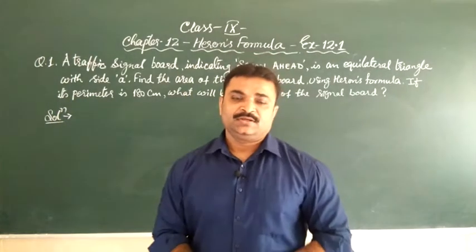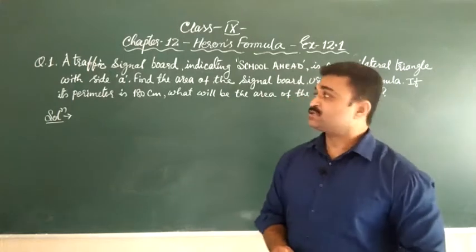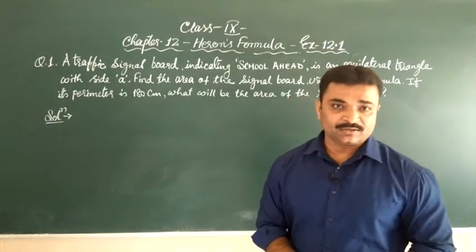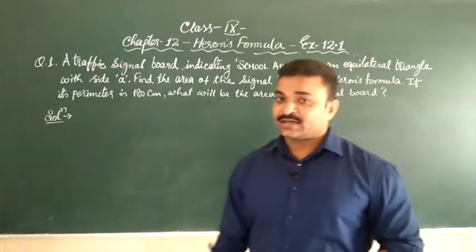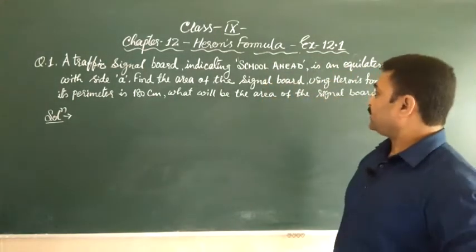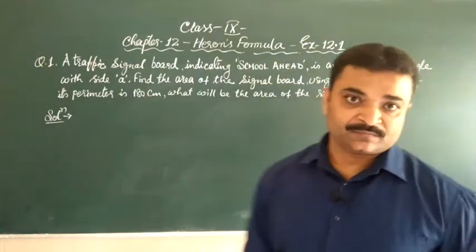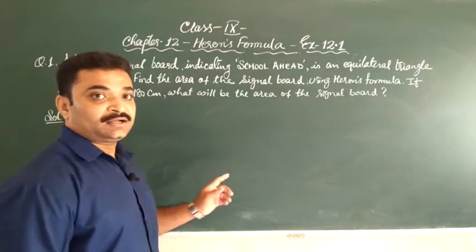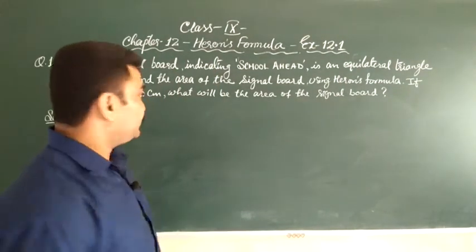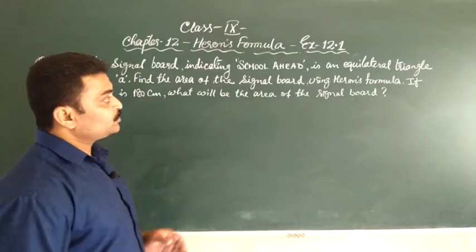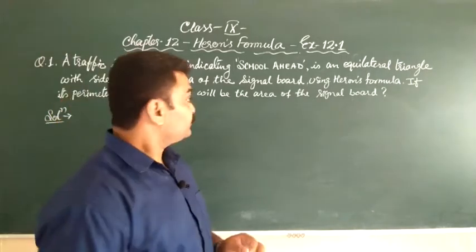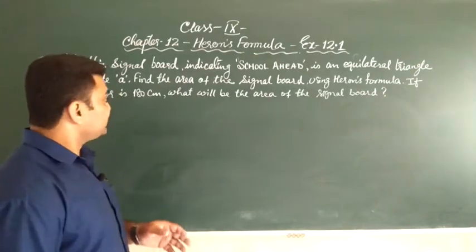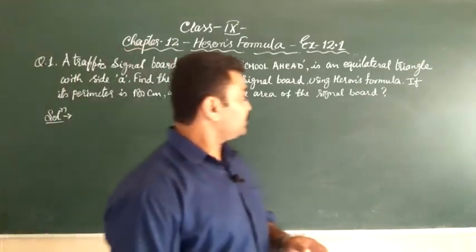Now students, we are going to solve questions of exercise number 12.1, and the first question is: a traffic signal board indicating school ahead is an equilateral triangle whose sides are, all the sides are A. Find the area of the signal board using Heron's formula. If its perimeter is 180 centimeter, then what will be the area of the signal board?